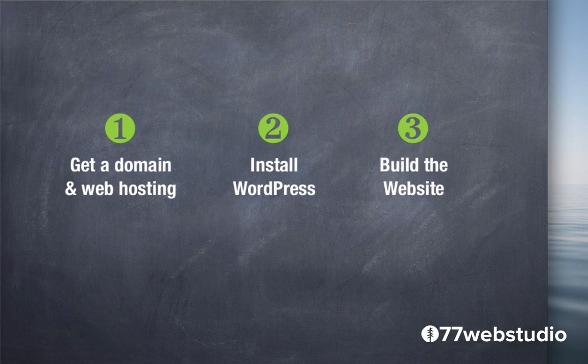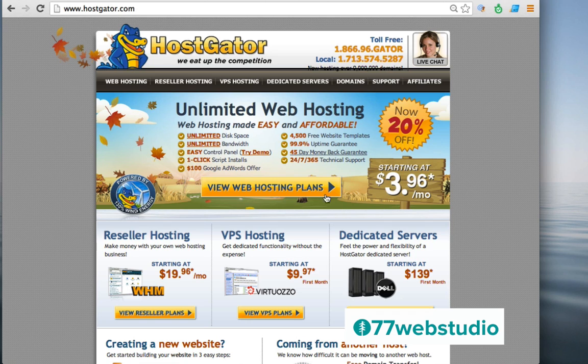So what are the steps needed to get this website up and running? Well, number one, we need to get a domain name and the web hosting. Step two, we need to install WordPress. And finally, step three, we need to build out the website. So let's take care of step number one, getting the domain name and the web hosting, by heading over to HostGator.com. So here we are on HostGator.com.